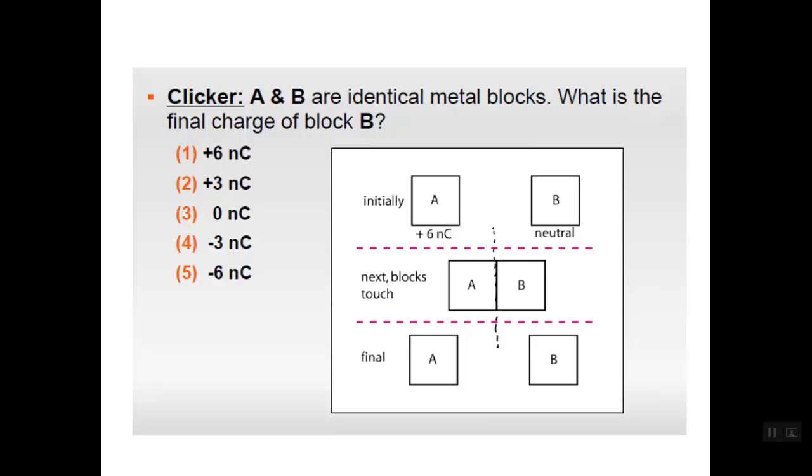That is, 3 nanocoulombs on each half. When we separate the blocks, each block will then carry the same 3 nanocoulombs, so the correct answer is answer number 2, 3 nanocoulombs.